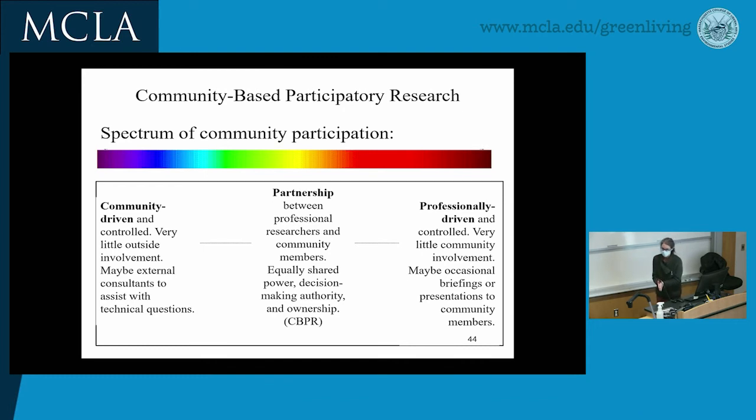That's a true partnership. Most research is not partnership between the people who are most affected by the outcome and the people trained with expertise in how to study a problem. Most of the time you have professionally driven and controlled research with very little community involvement. And some of the time you have really community-driven and controlled research where scientifically or professionally trained experts are consultants and advisors to a project. But I always tell my students, think about where on the spectrum you would like to be in your life and be intentional about it.